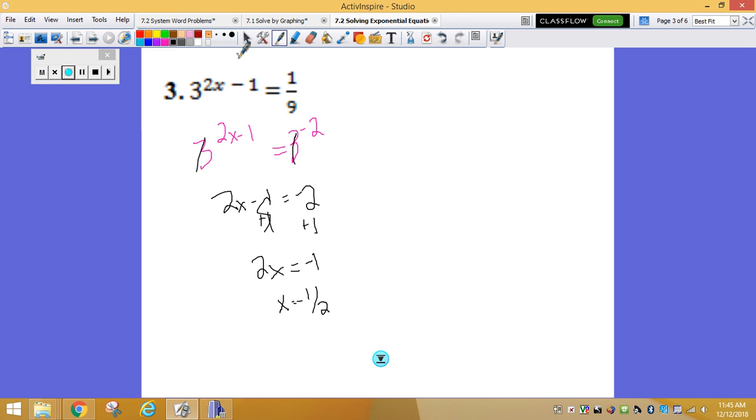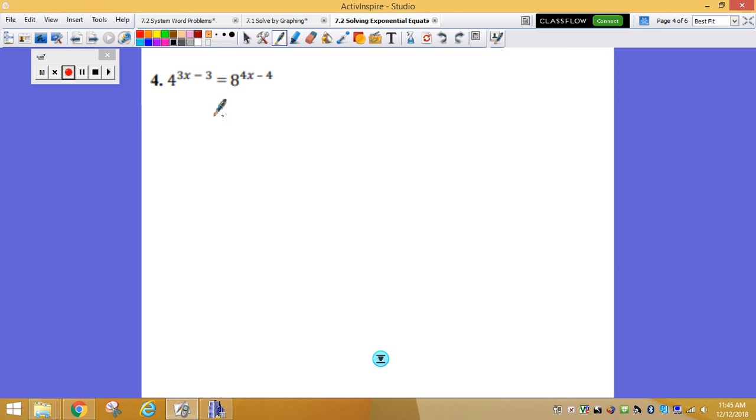All right. Next up. Okay, so these bases are not the same, nor can I make this 8 become a 4. But I can make both of them be 2's, right? 4 is the same as 2 squared, and 8 is the same as 2 to the 3rd. So 4 is 2 squared. I still have to bring down my 3x minus 3. 2 to the 3rd is 8. I still have to bring down my 4x minus 4. Now, both my bases are 2's, so I can cancel those out.